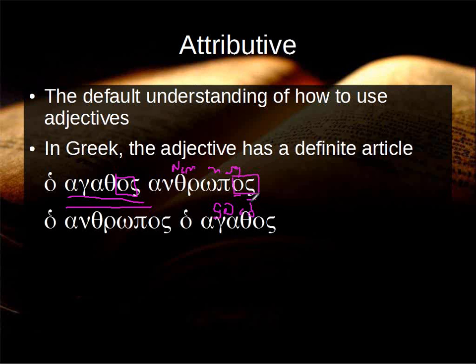Oh my gosh, I'm so horrible at this. But it's our word for good. And this kind of good is a moral good, like a good person. Morally good person, I should say. Okay? So, would anyone want to take a stab at translating this, if this is the attributive use of the adjective?